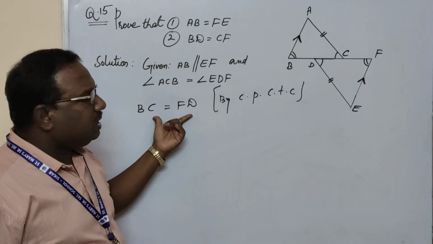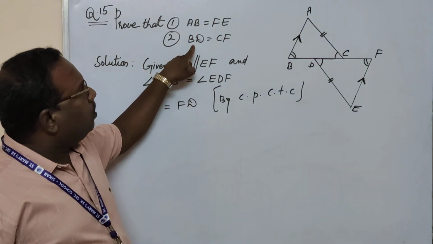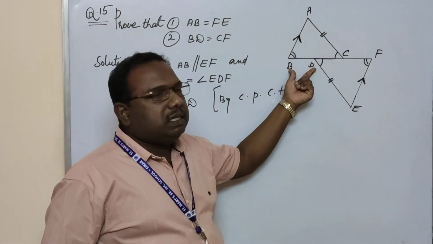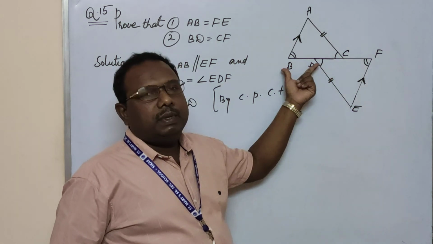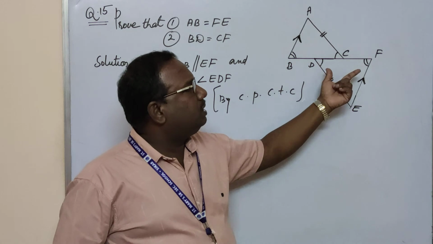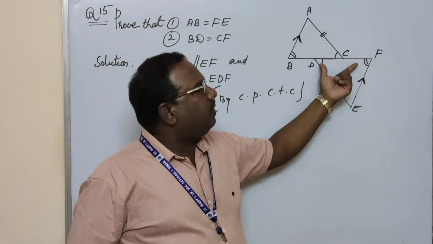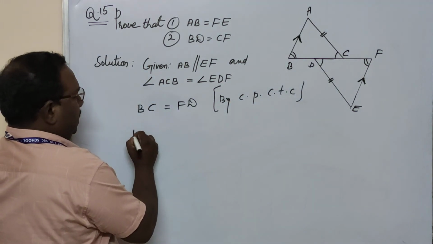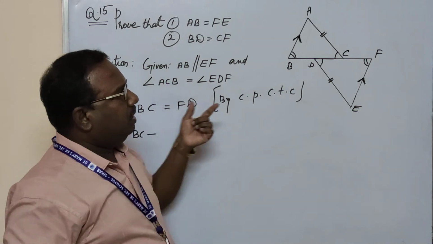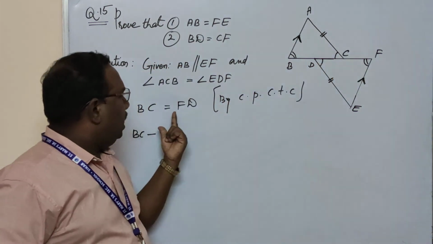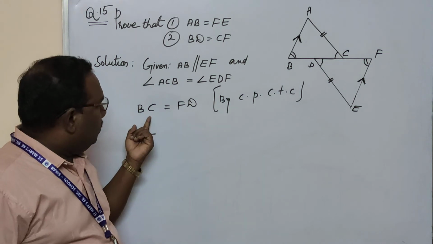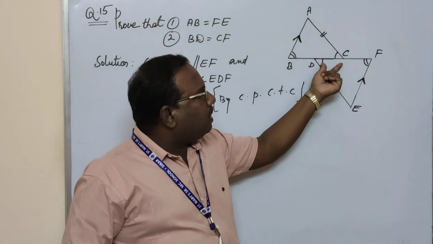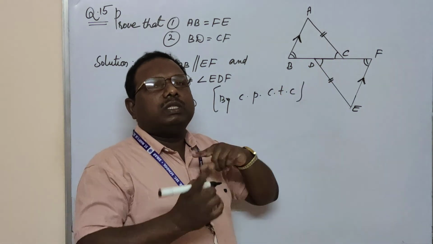But this is not the second question. The second question is to prove BD equal to CF. Here is BD. BD is a part of BC. Likewise, CF is a part of FD. Now, you can notice BC equal to FD by CPCTC. Now let's subtract this common part, CD, from both of the sides.